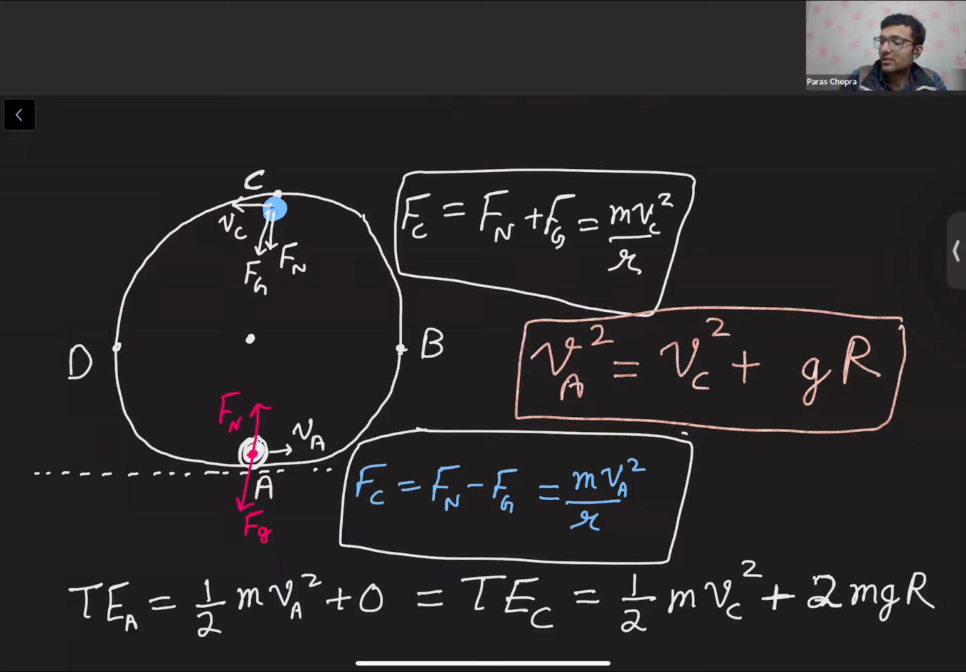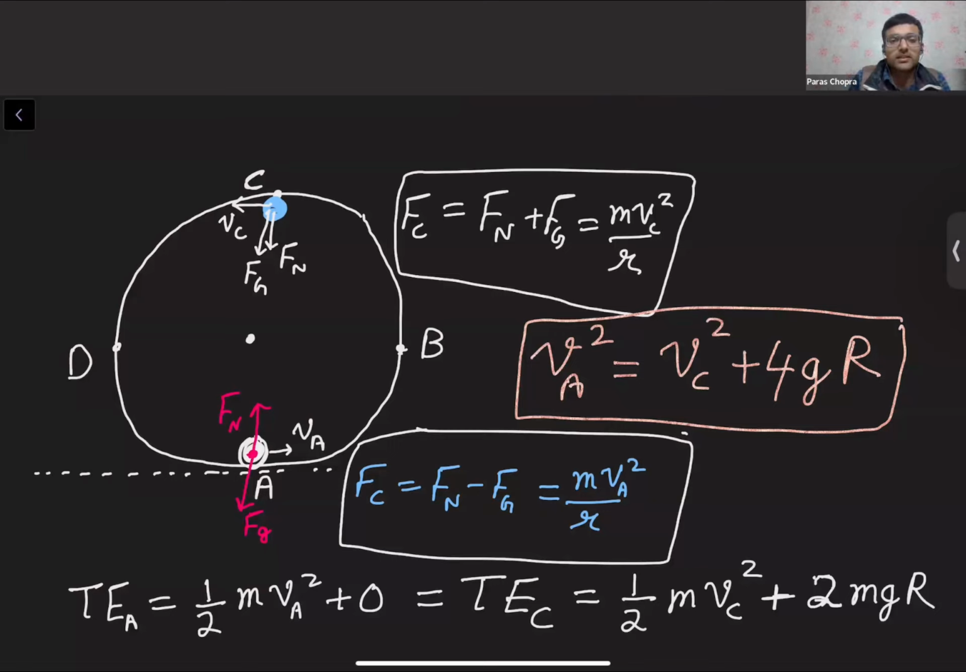So here there should be 4GR. So now we have the equation connecting VA and VC. So let's come back to our question. The question was, what should be the minimum velocity at A so that the ball completes a full circle?